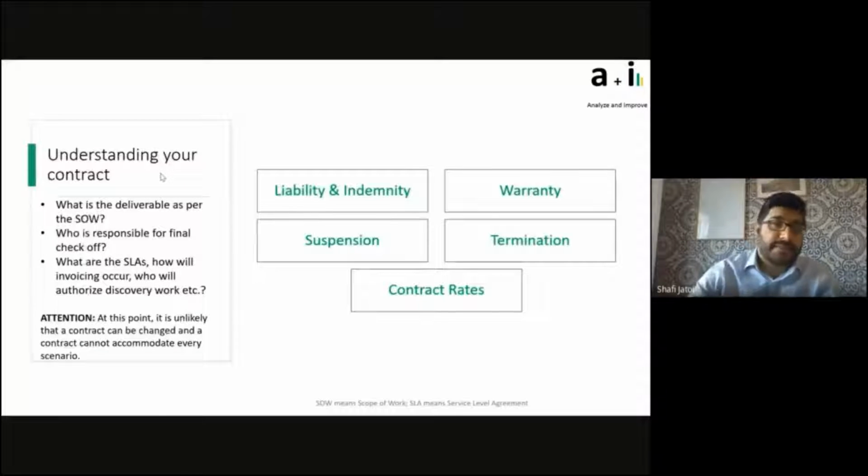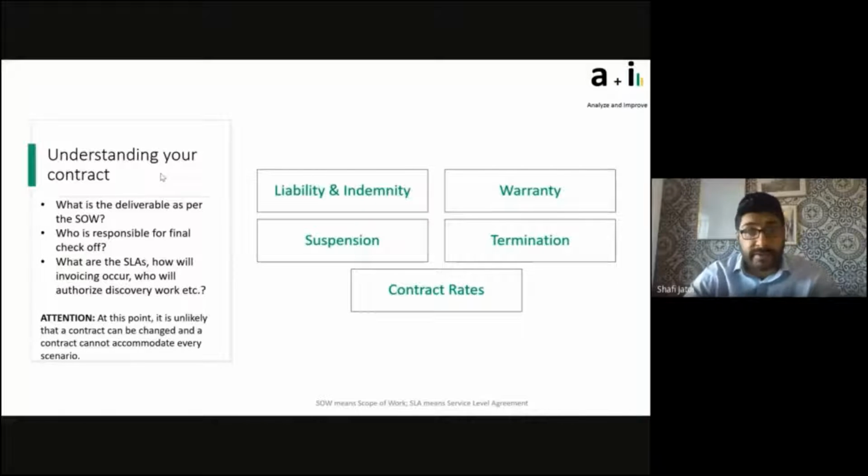So the first step you go through is understanding your contract. At this point, what you'd want to do as a contract management officer is look at the contract and say, what is the deliverable as per the scope of work? If you haven't looked at it before, what are they doing? What is this third party doing for me? Who's responsible for the final checkoff? Is it somebody from my organization or somebody from their organization who signs off that the work completed is as per expectation and as per the quality we require?